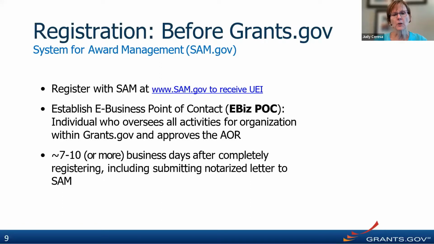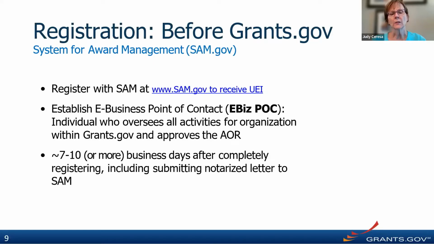SAM.gov and Grants.gov are separate systems, just to make that clear up front. So you go to SAM to register. Once your account is active, you can create and submit an application in Grants.gov. And if you are awarded funding from the agency for which you are applying, you must have an active SAM account in order to receive funds.